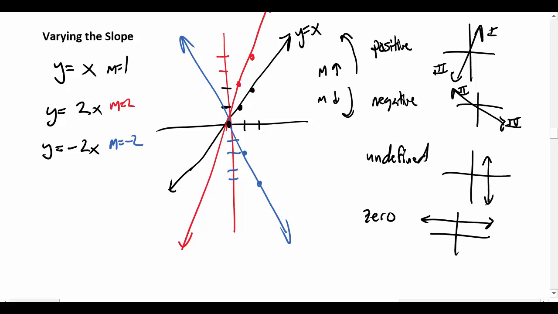So as we change different slopes, we get more and more positive, or go up more, negative goes down more, but slope itself has that general characteristic about it.